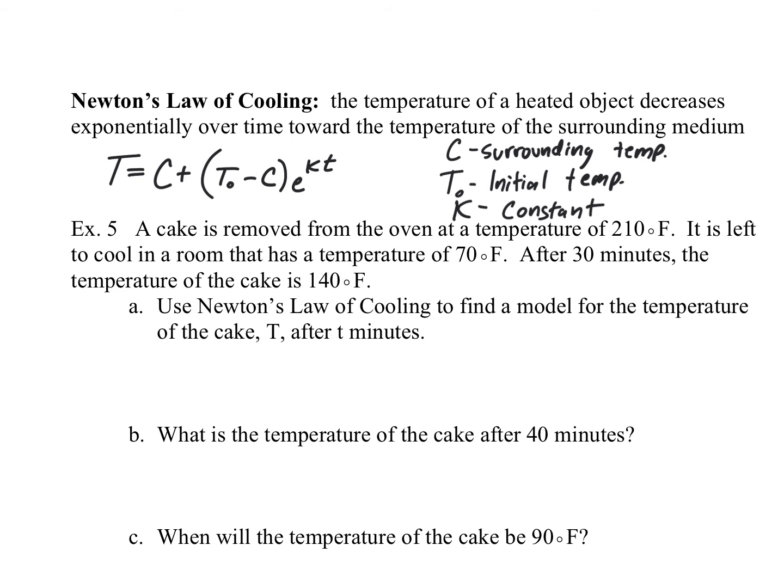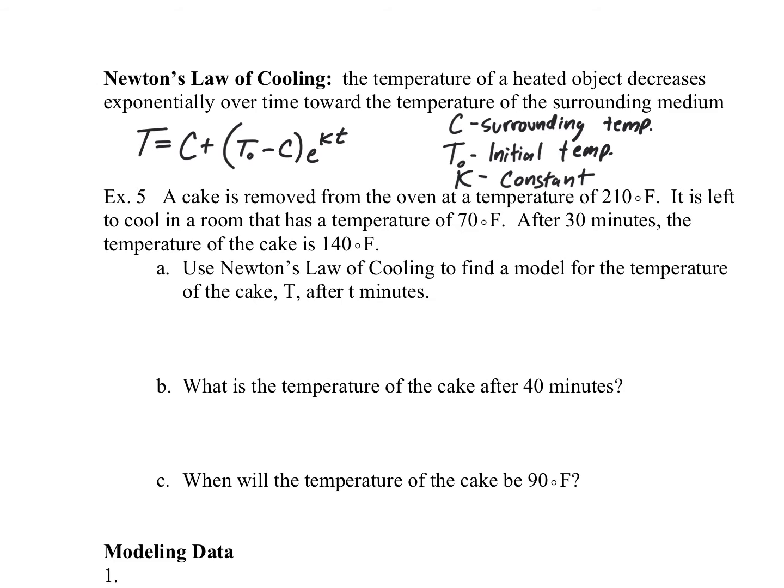If we turn to the last page of our notes, we'll find one last example that we need to complete here, and that's about Newton's law of cooling. What we know is that the temperature of a heated object decreases exponentially over time towards the temperature surrounding the medium. All right, temperature kind of works towards equilibrium. I think it's through the process of diffusion, but I might be wrong on that.